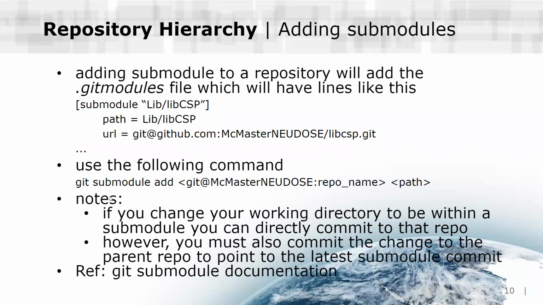To add it, it's very simple. It's just git submodule add, your git address to where you're going, and then the relative path where you want it to be saved. Note, you don't have to have a folder with the same name as your repository name. You could rename it using the path function.